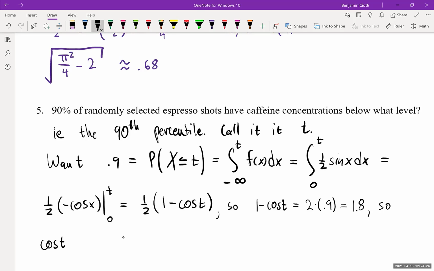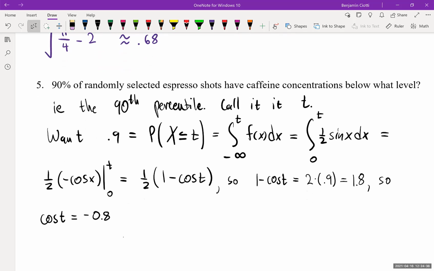So cos t is negative 0.8. And we can figure out what t must therefore be using the inverse cosine or arc cosine, whatever you want to call it. All right, apparently t then is arc cos of negative 0.8.